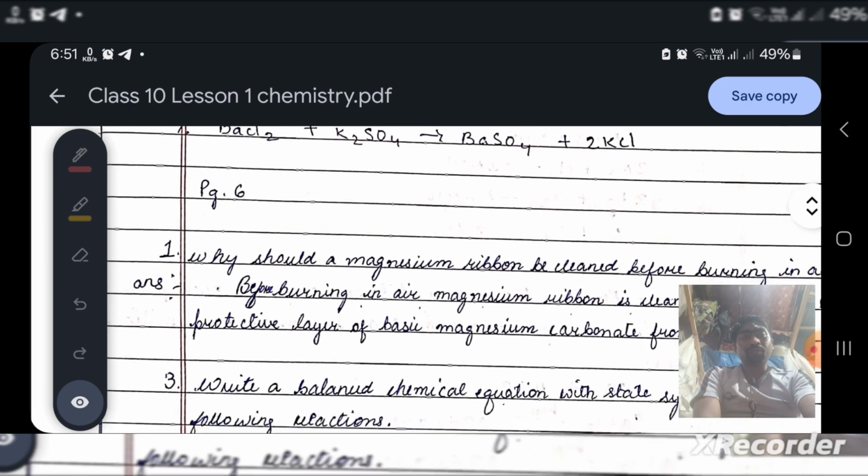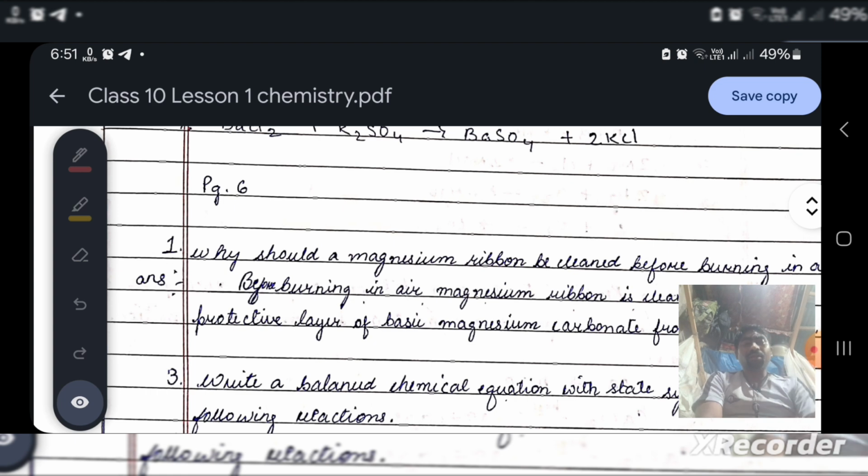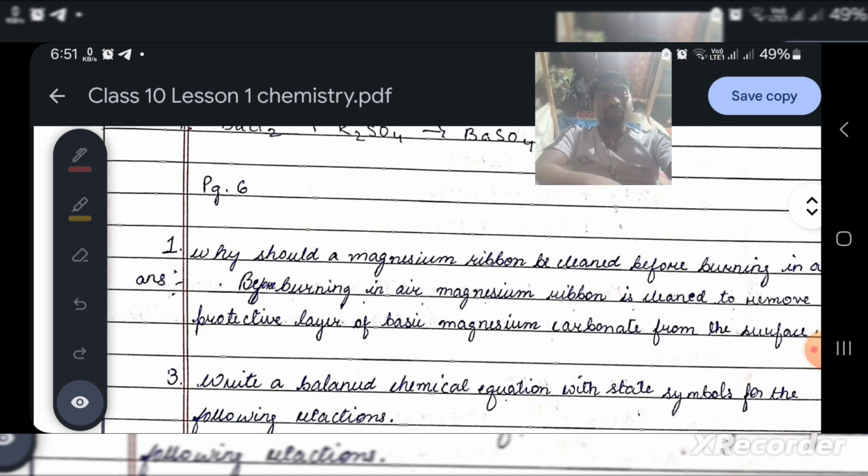We have completed the balanced equations. Now we have to go to the question answers part, that is from page number 6 as it is present in the book. So this will continue in the next class.